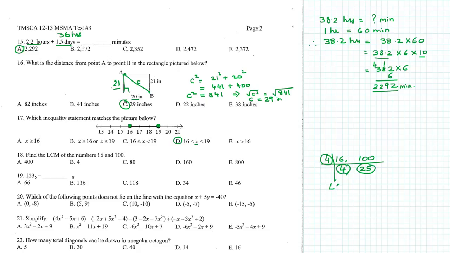So the LCM will be equal to 4 times 4 times 25. So 25 times 4 is 100, and 4 times 100 will be 400. So the LCM of 16 and 100 is 400. So A is the correct answer. Question 19.